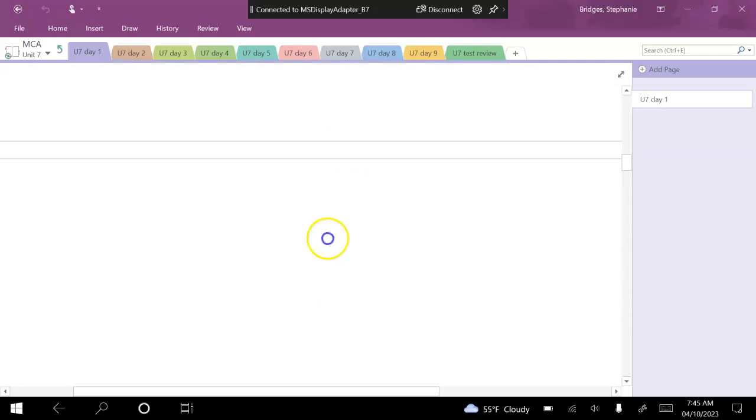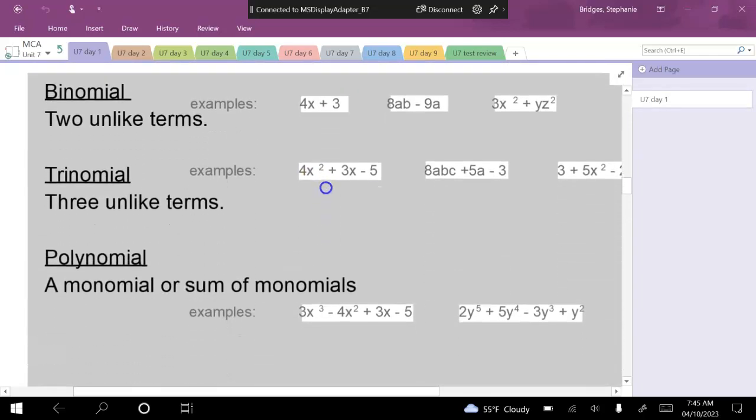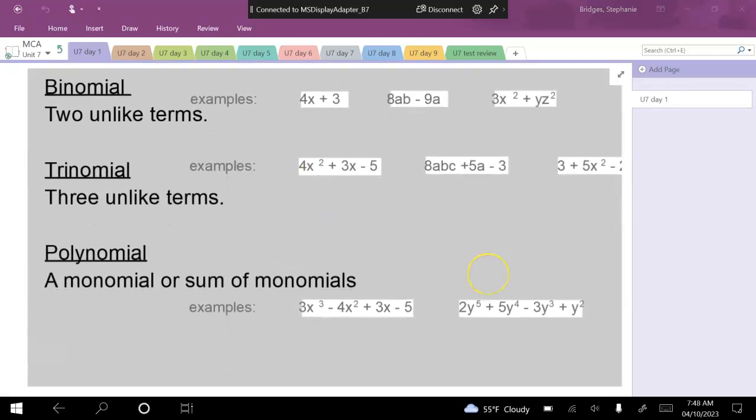All right, here are the next few. So we had a monomial on the previous page, that's one term. Then you've got your binomial, that's two unlike terms. So they would be two things that don't have the same variables and the same exponents, and they're separated by either a plus or minus sign. A couple of examples up there is 4x plus 3, 8ab minus 9a, 3x squared plus yz squared. Again, different terms separated by either a plus or minus sign.